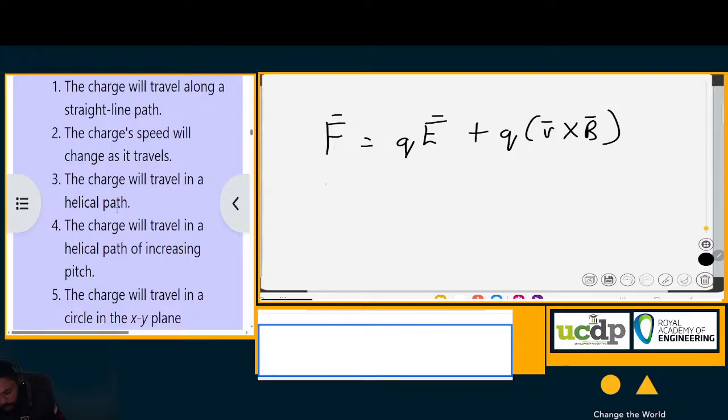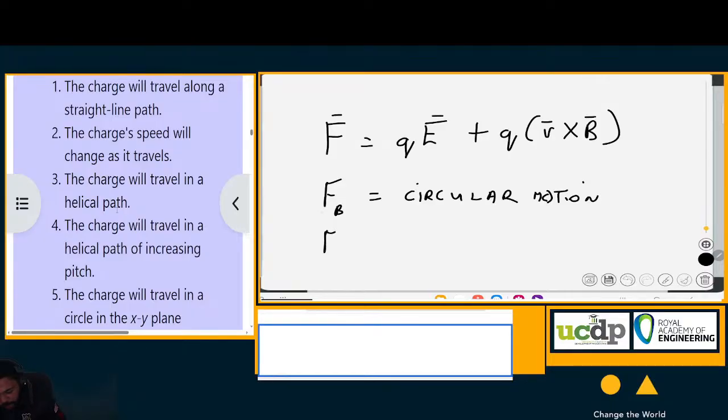The magnetic force Fb will cause it to move in a circular motion, because it is moving upwards, but the force is out of the page, so it will move in a circular motion. This is due to the magnetic field.